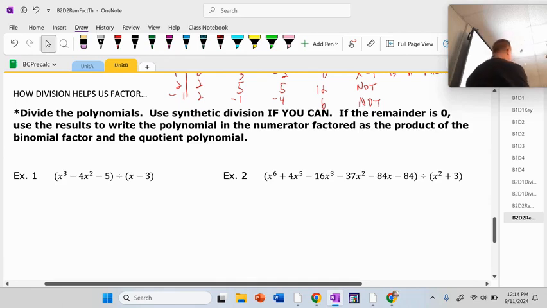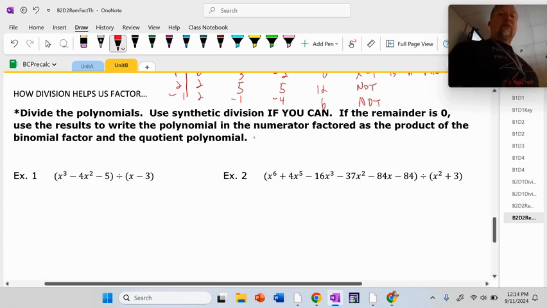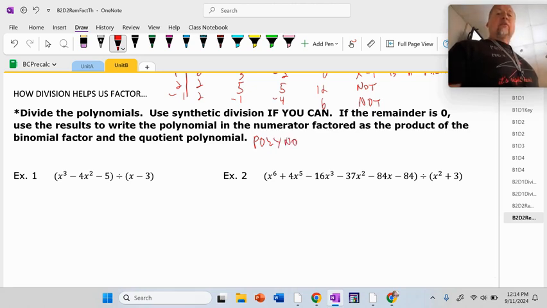First one's easy. The second one's going to be a monster, right? And it's going to be a long division. Okay, so divide the polynomials. Great. Use synthetic division if you can. If the remainder is 0, this is where it gets strange. Use the results to write the polynomial in the numerator factored as the product of the binomial factor and the quotient polynomial. What? This in our old book was called polynomial form.